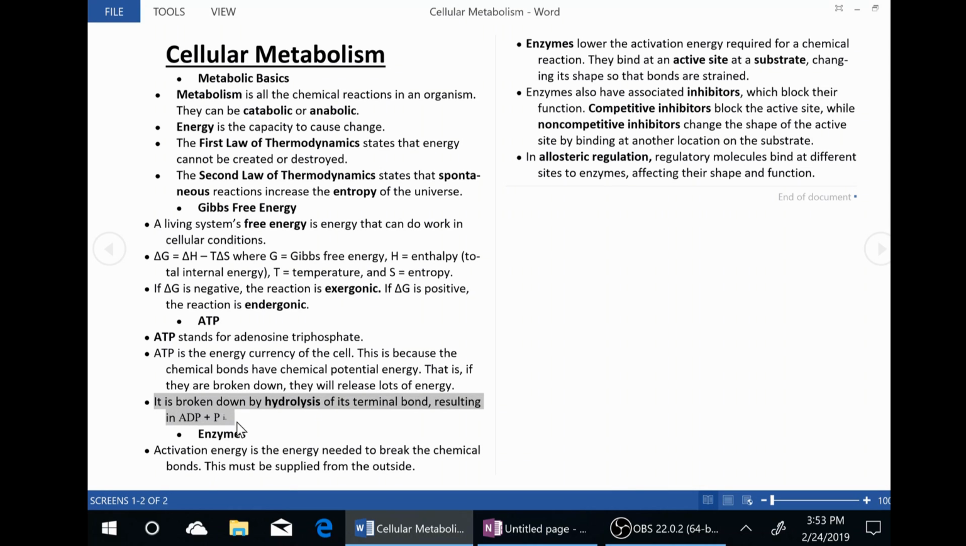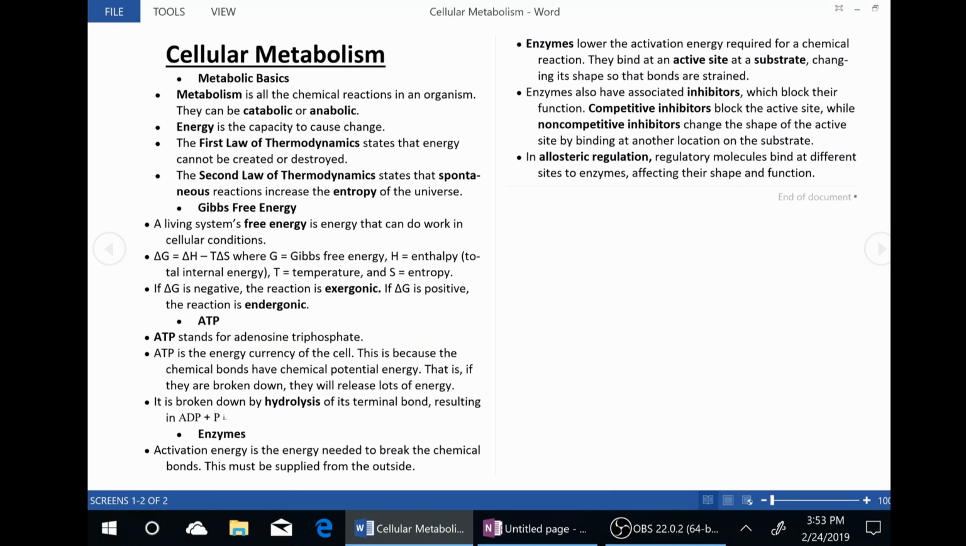Now, the way to break this down is through hydrolysis. Hydrolysis uses water to break the bond, and this results in ADP, adenosine diphosphate, which has two phosphate parts. And then we have Pi here, which stands for inorganic phosphate. This is a common notation used to denote an inorganic phosphate, which means that it's no longer connected to a carbon. So now let's talk about enzymes.